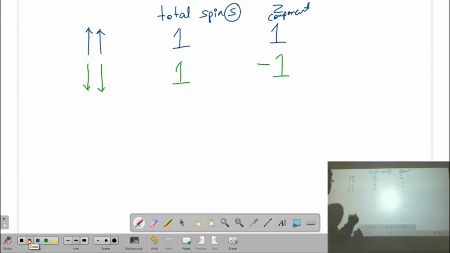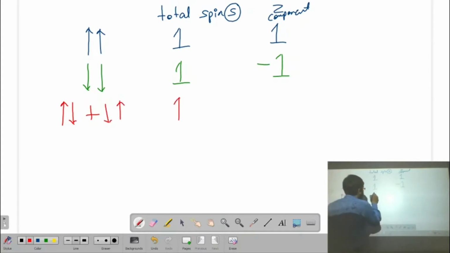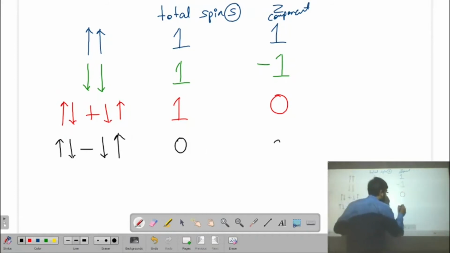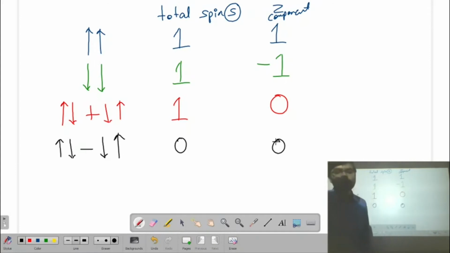Now, the third possibility is plus, right? This will have total spin 1, but will not have the spin resultant vector in z direction, so the z component will be 0. And the fourth one, over here we will have both z component and total spin 0. In this condition, both are in the opposite direction as we have seen.